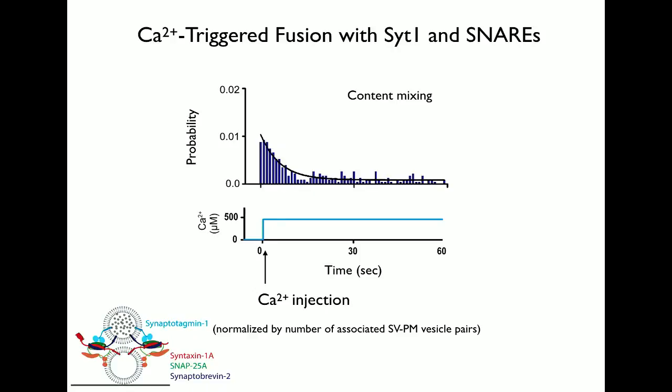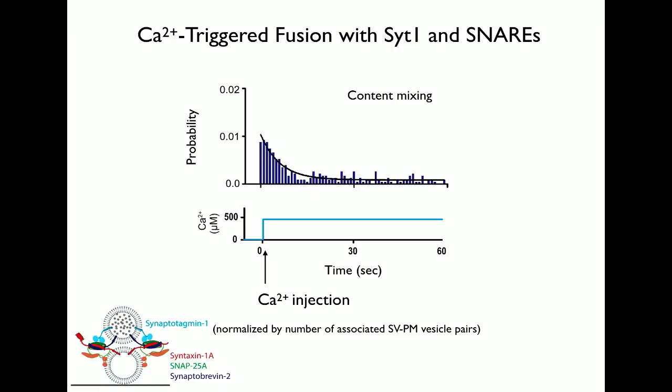And there are some very fast events and relatively slow events coming later. So that's very encouraging because it demonstrates that those two factors alone, the synaptotagmin and the SNAREs, are sufficient to have calcium dependence. But as you can see, it's not very efficient. It's only about 1% that are fusing right away when we inject calcium. So that clearly is not very physiological.